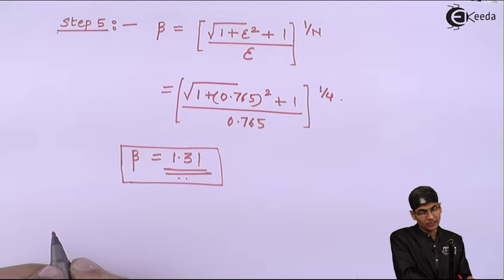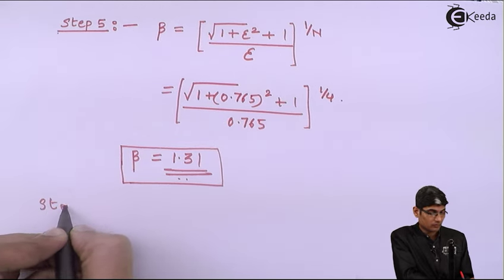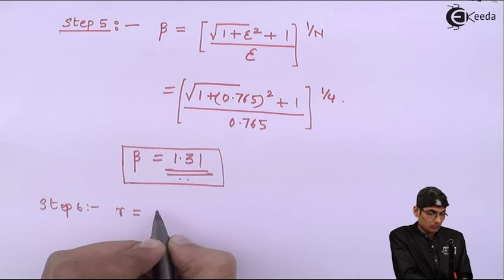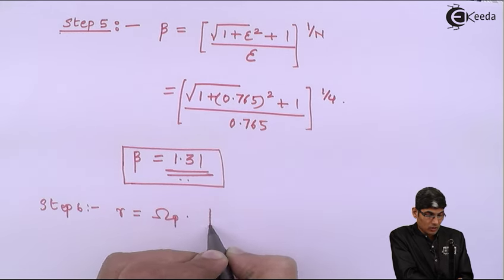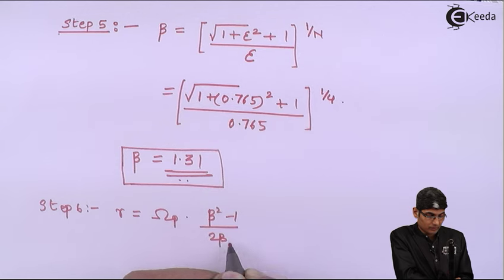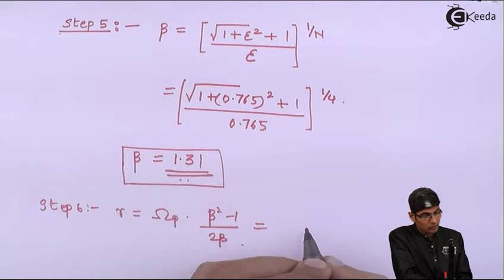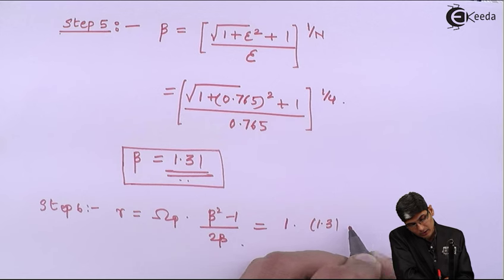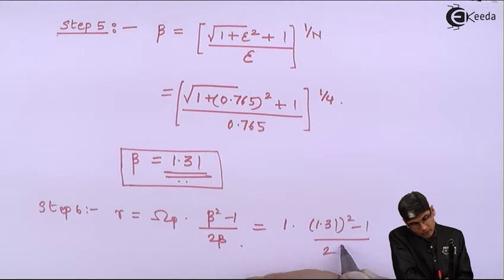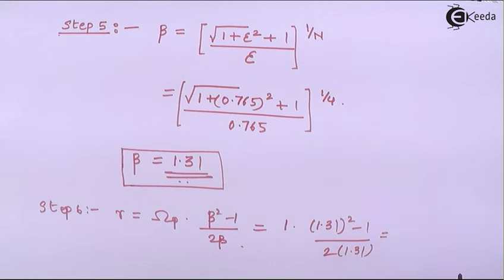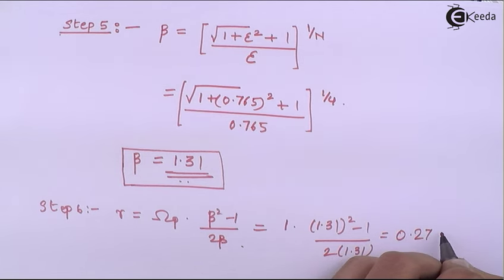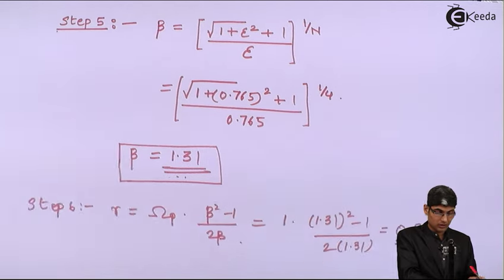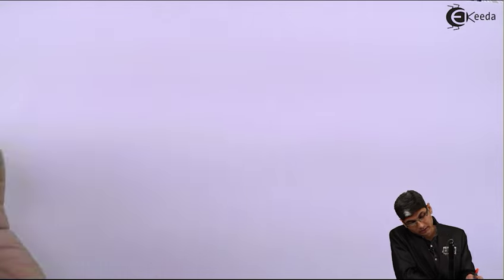Using this beta, I am going to find small r and capital R. So step 6. Small r is equal to omega p into beta square minus 1 divided by 2 beta, which is altogether equal to omega p. Omega p is 1 radian into beta square is 1.31 the whole square minus 1 divided by 2 into 1.31. So the r factor that you will get is 0.273. 0.273 is the small r factor.